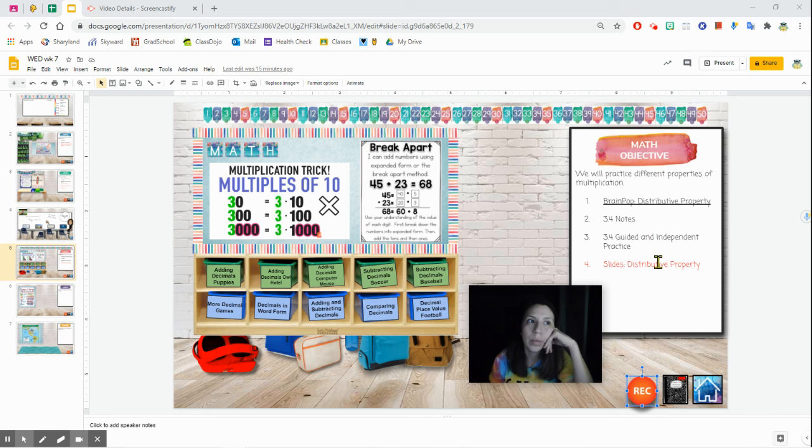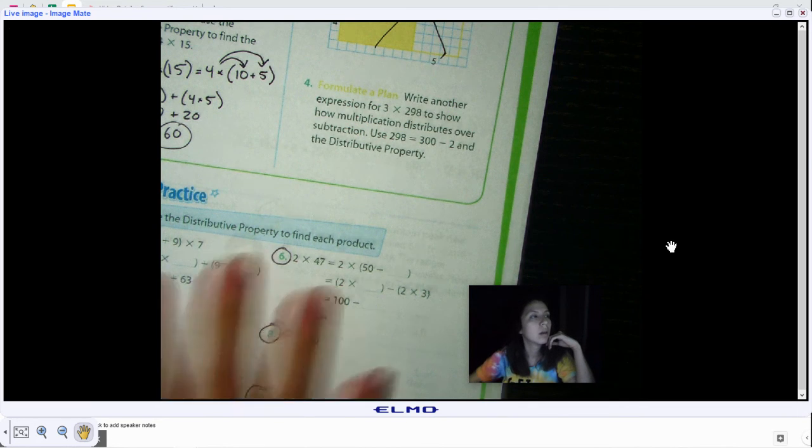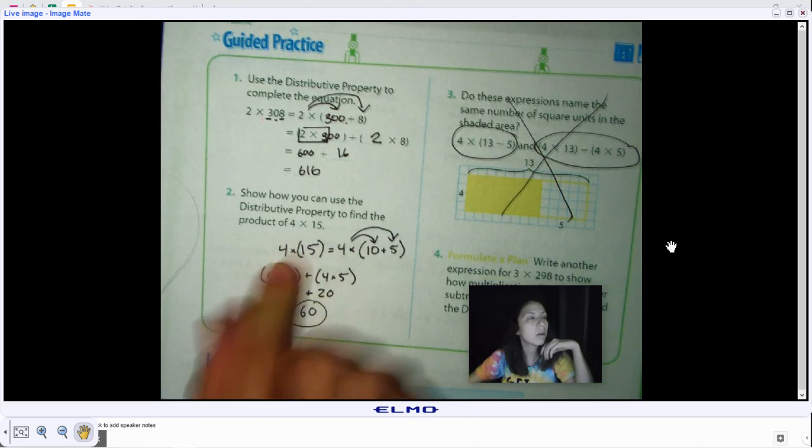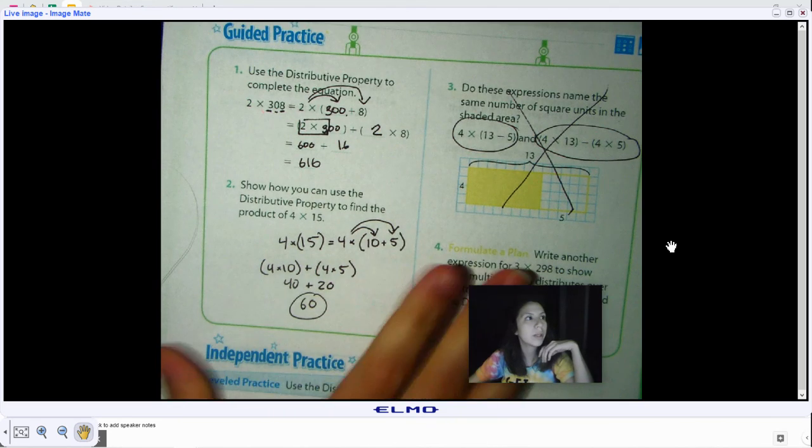We're going to be doing our 3.4 guided and independent practice right now. Okay, so that's going to be page 183 and 184 in your textbook. So go ahead and get that out. If you need some time, go ahead and pause the video right now. We are going to be doing just 1 and 2 in the guided practice, and then I'll give you your problems that we should be doing later.